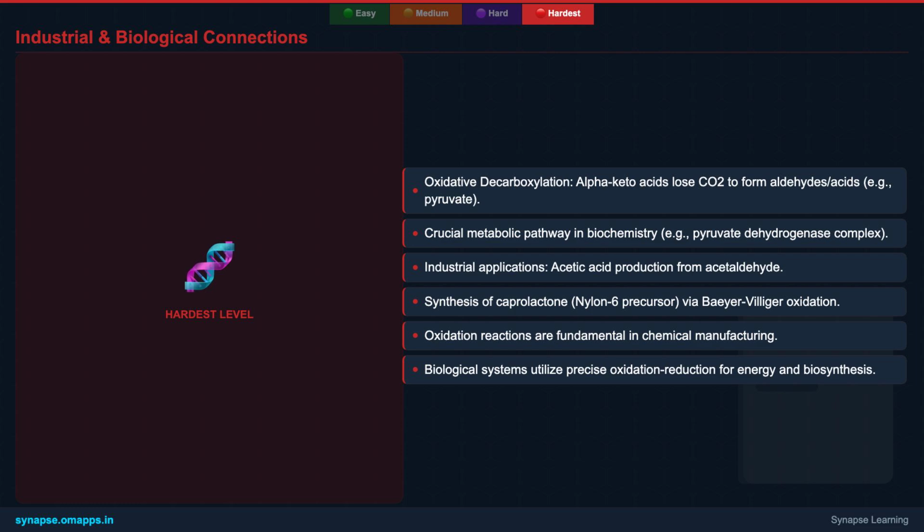The oxidation of aldehydes and ketones isn't just a lab curiosity, it's vital in industry. Think about the production of acetic acid from acetaldehyde or the synthesis of caprolactone, a precursor to nylon 6, via Baeyer-Villiger oxidation. In biology, oxidative decarboxylation of alpha-keto acids, like pyruvate, is a fundamental step in cellular respiration, linking carbohydrate metabolism to energy production. These reactions are omnipresent, from industrial reactors to living cells.